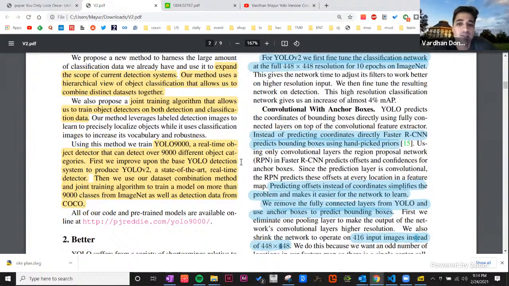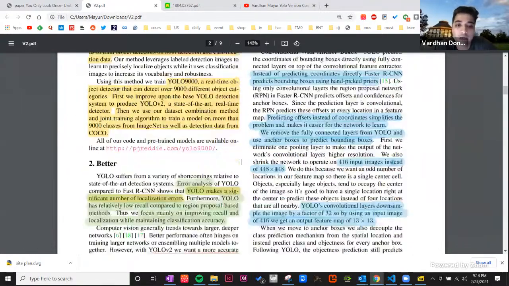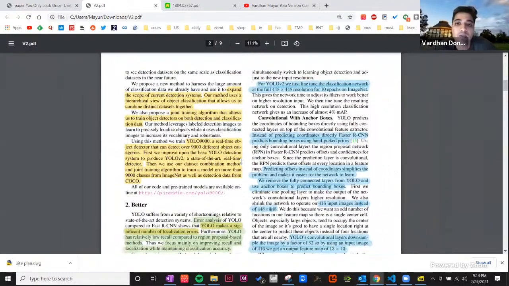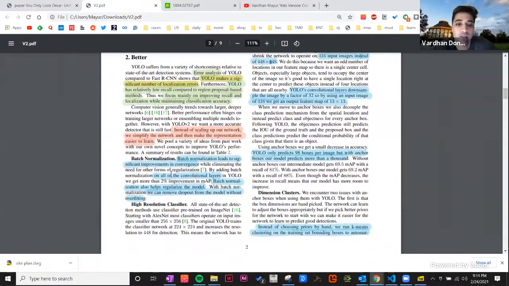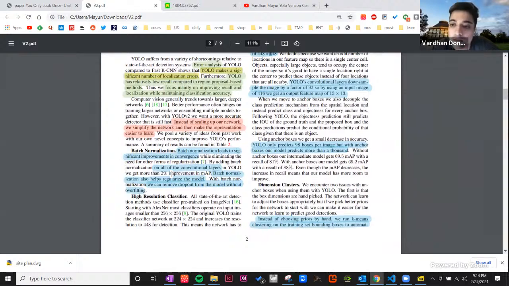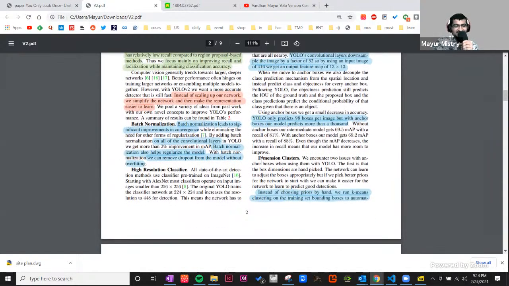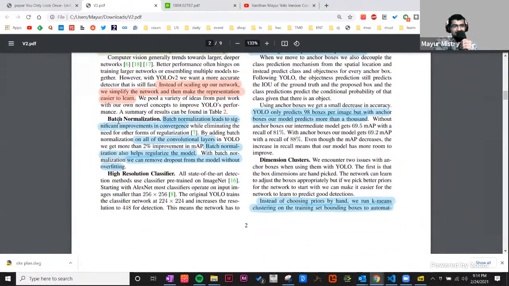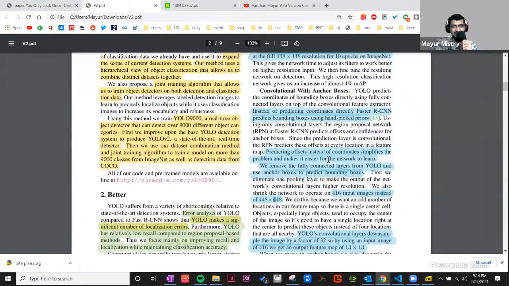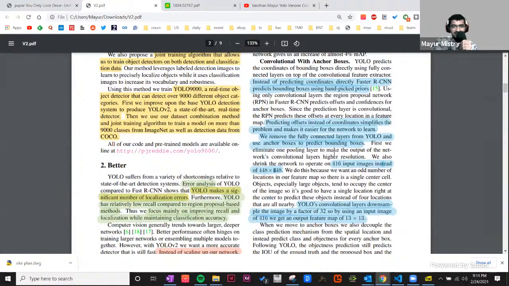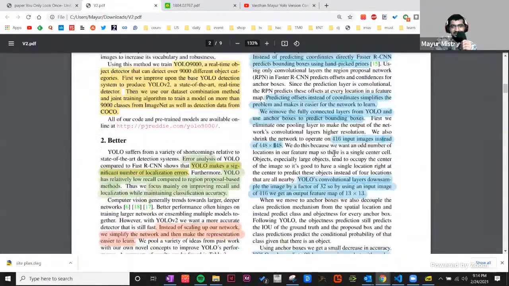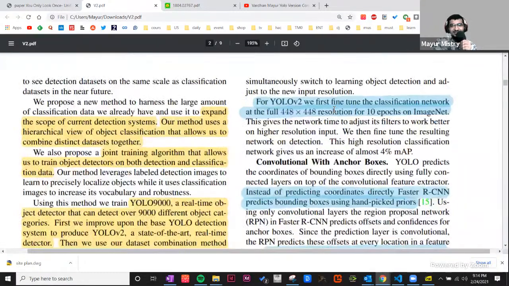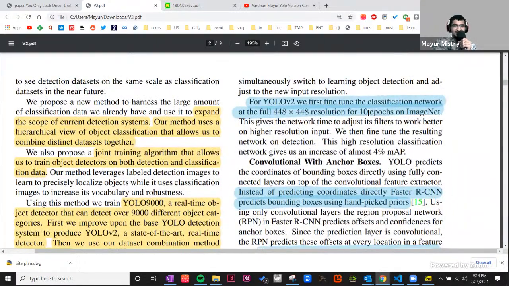Basically, anchor boxes try to solve the localization problem that we were facing, and we can go into other details later as we proceed in this paper. There are good images as we proceed. As you correctly pointed out, batch normalization, high resolution, and convolution with anchor boxes. Is there anything else? I just recalled the point I was making about transfer learning and retraining: it was for 10 epochs on ImageNet.